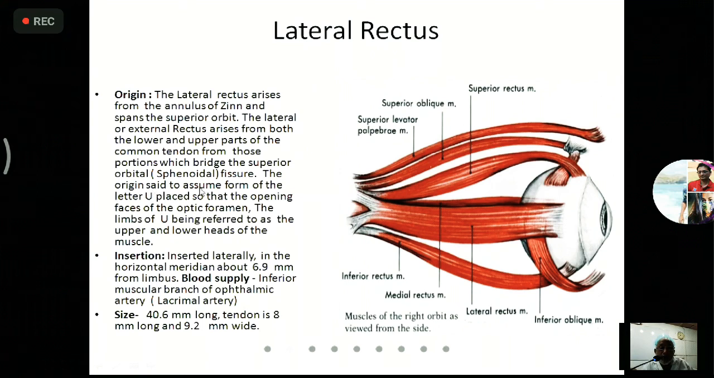The origin is said to assume a letter U shape, with the opening facing the optic foramen. The limbs of the U are referred to as the upper and lower head of the muscle. That means this muscle has 2 heads. It's the only muscle with two heads, the lateral rectus muscle. Remember it for the MCQ exam.